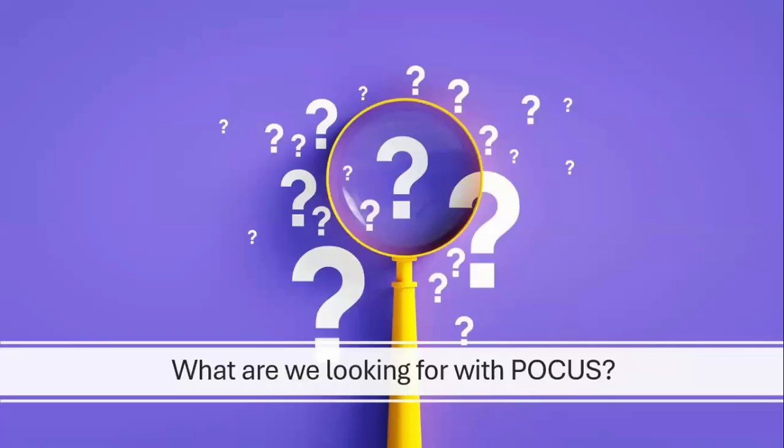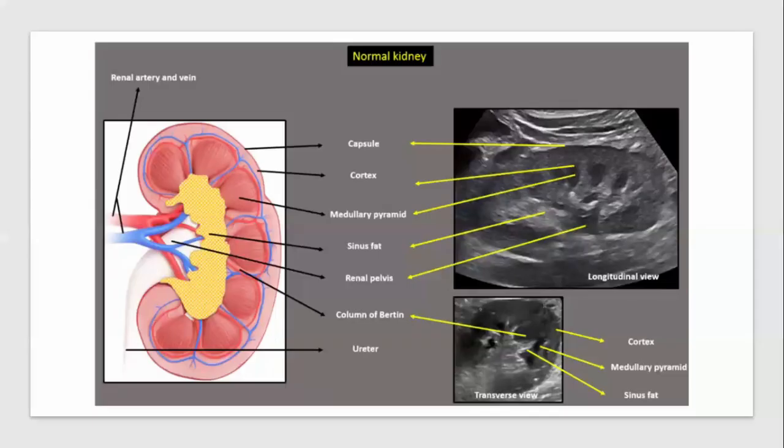So, what are we looking for with focus? Before we put the probe on, we want to know the anatomy. Obviously this is a comparison, a schematic, and then the ultrasound picture. You want to look at the capsule, the cortex, the medullary pyramid, and then the renal pelvis, and down there your ureter. This is where you're going to start looking for hydronephrosis.